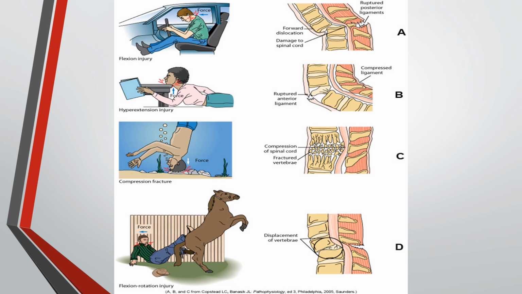These are some examples of spinal cord injury. A, flexion injury of the cervical spine, which ruptures the posterior ligaments, and B is hyperextension injury of the cervical spine, which ruptures the anterior ligaments. C, compression fractures will crush the vertebra and force bony fragments into the spinal canal. And D is your flexion rotation injury of the cervical spine, often resulting in the tearing of the ligament structures that normally stabilize the spine.